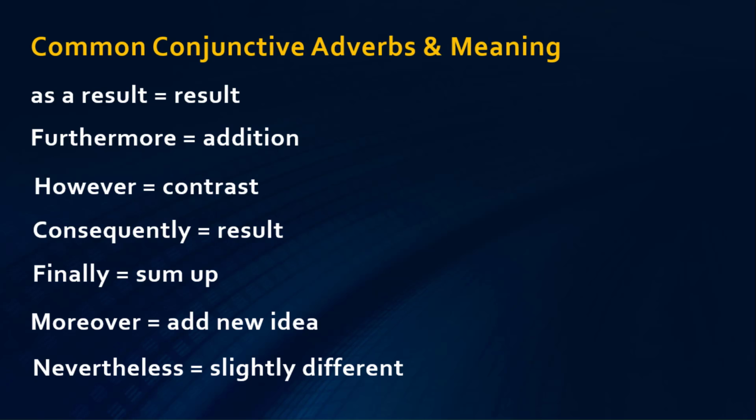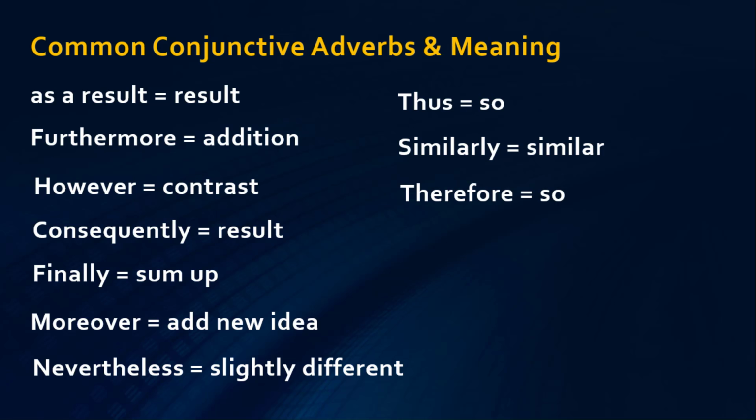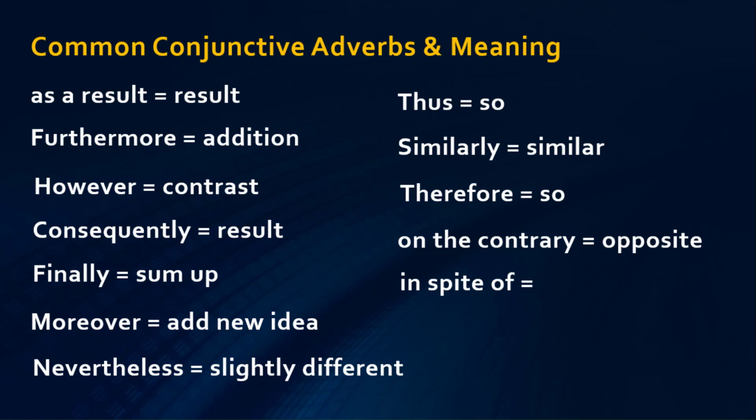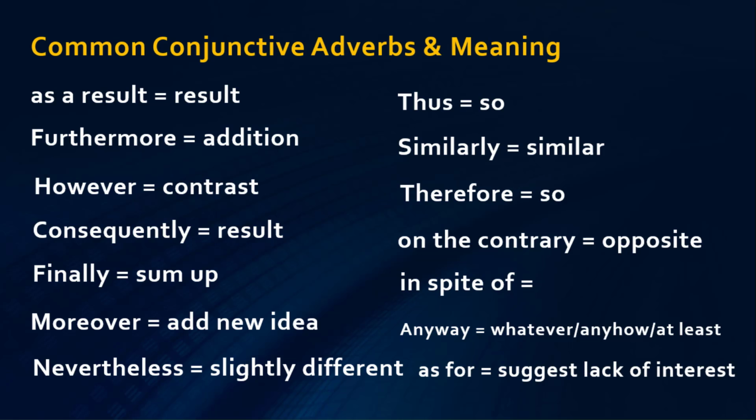Nevertheless, we use to show the slight difference. Thus, it means so. Similarly, to talk about the similarity. Therefore, it is also to mean so, and we use it to start a new sentence. On the contrary, we use it to show the opposite. In spite of, we use it to show about the condition. Anyway, we use to show about the degree of the activities, for example, like whatever, anyhow, at least. As for, we use it to suggest the lack of interest.